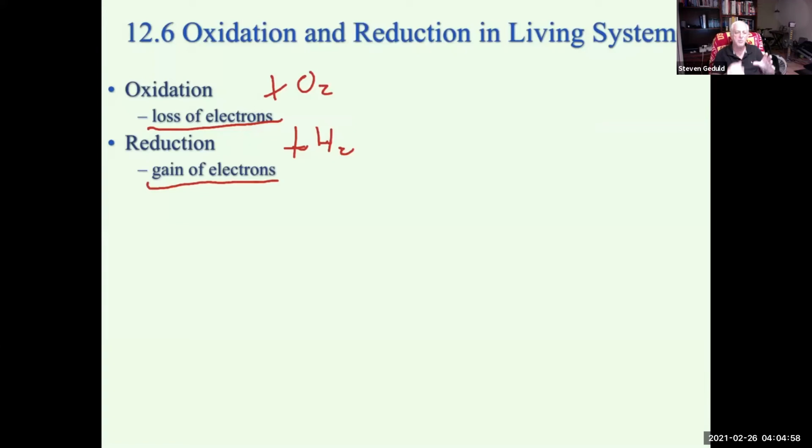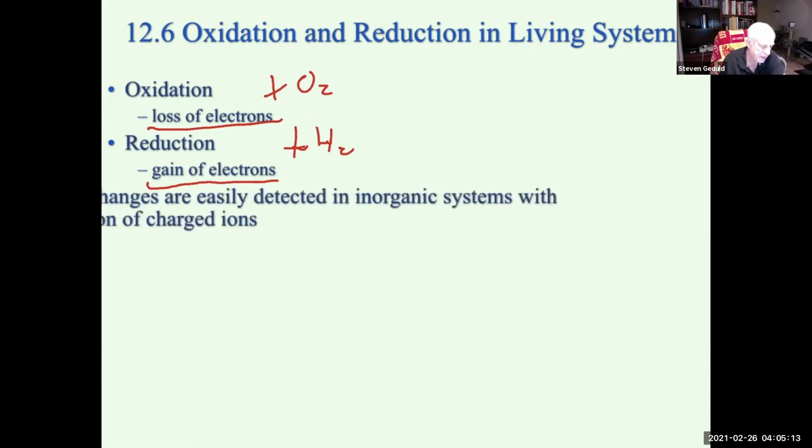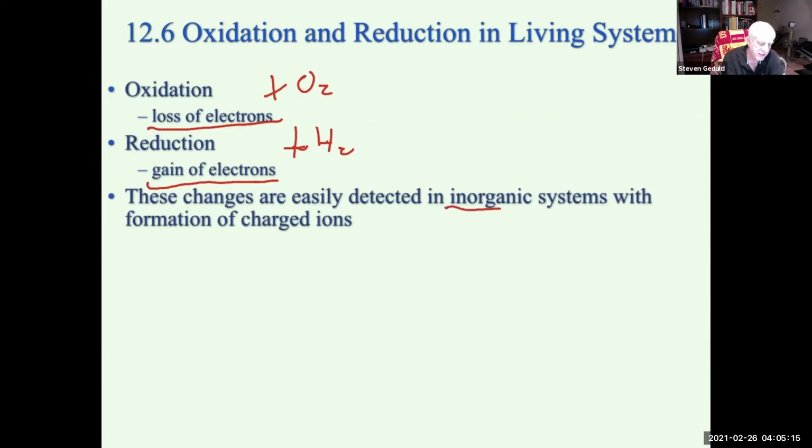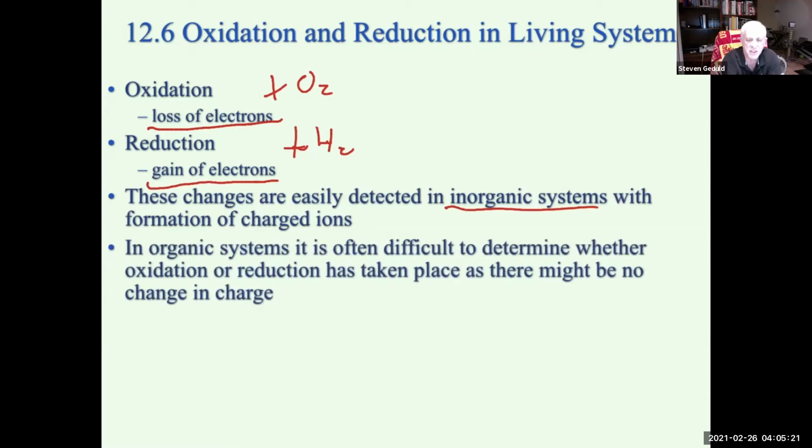In organic chemistry, we could follow the electrons with like copper sulfate and things as they switched around. In biological systems, it's hard to follow the electrons. Okay, so we usually add oxygen, shows oxidation. Adding hydrogen is reduction. Okay, they're easily detected in inorganic systems because we have charged ions. We can easily follow that. Okay, organic systems are a lot more difficult to tell what oxidation has taken place. There might be no change in charge at all, which is a lot of times the case.